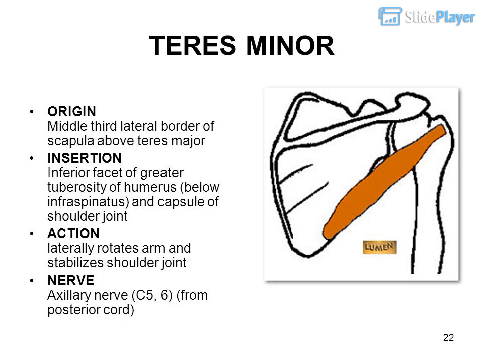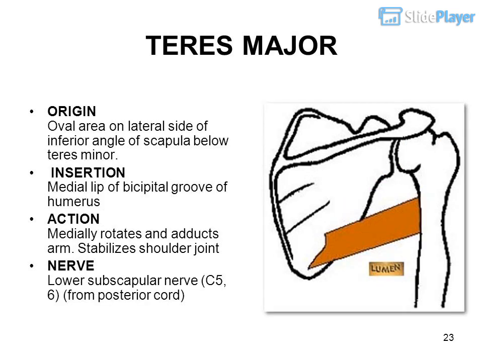Teres minor. Origin: middle third of lateral border of scapula, above teres major. Insertion: inferior facet of greater tuberosity of humerus, below infraspinatus, and capsule of shoulder joint. Action: laterally rotates the arm and stabilizes the shoulder joint. Nerve: axillary nerve, C5, 6, from posterior cord.